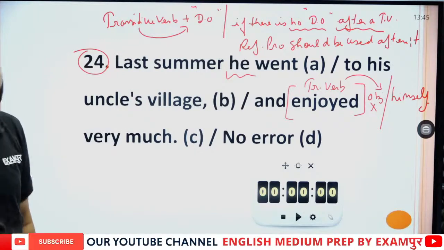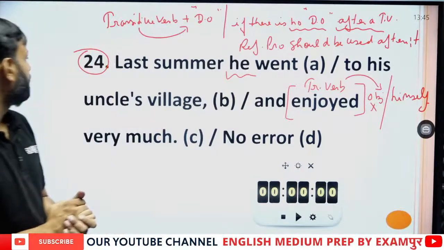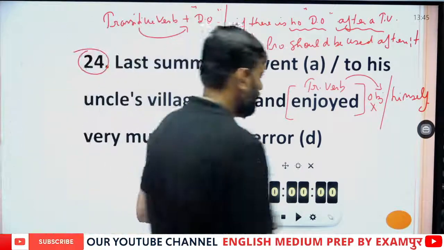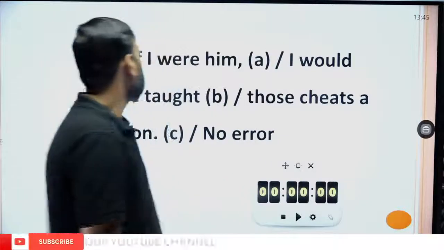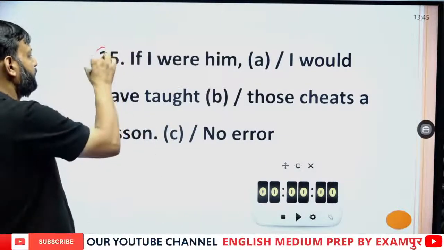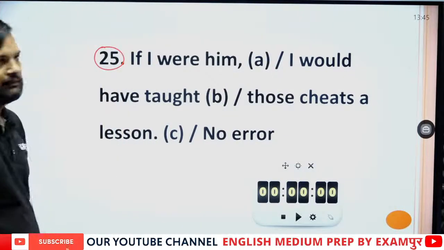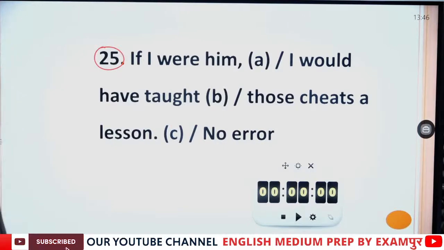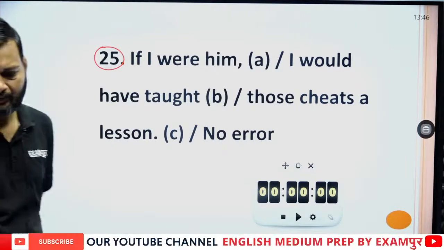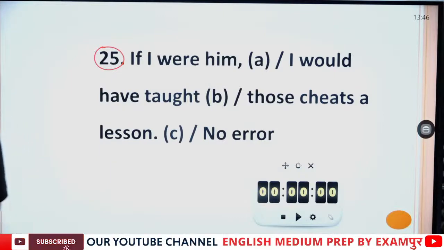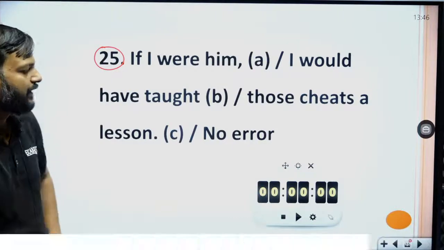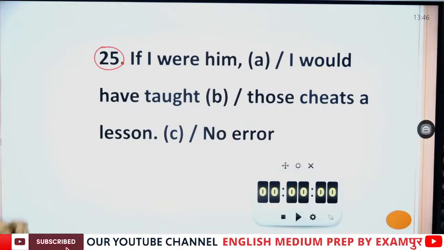Okay. Now one last question. Let's solve one last question. If I were him, I would have taught those cheats a lesson. What is the error in this sentence?